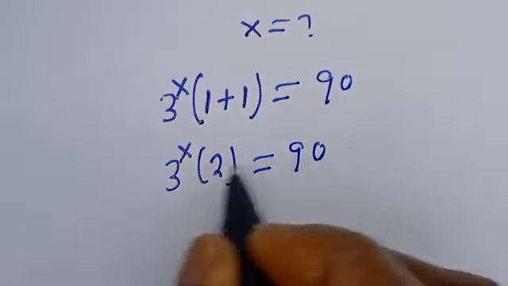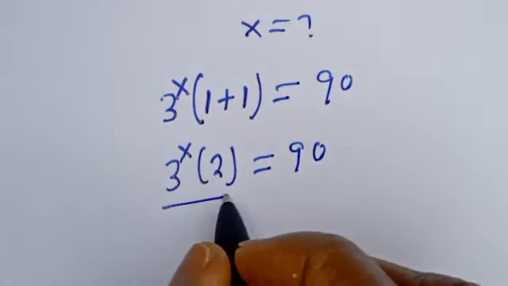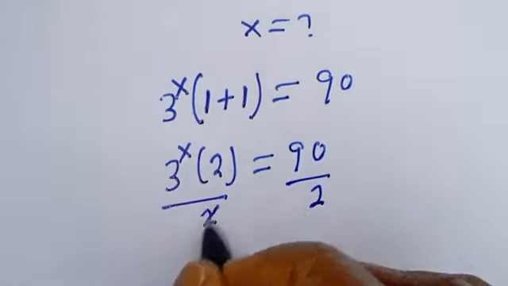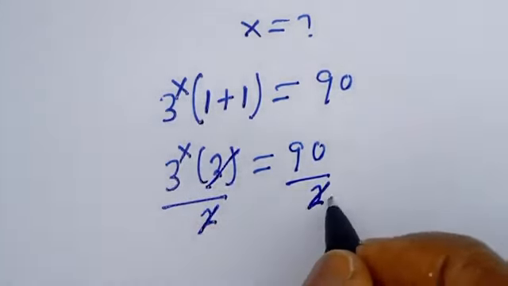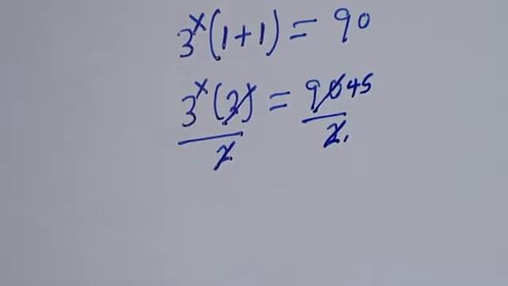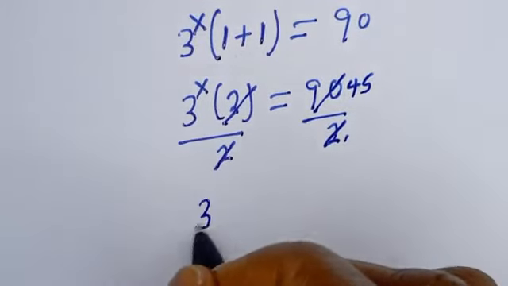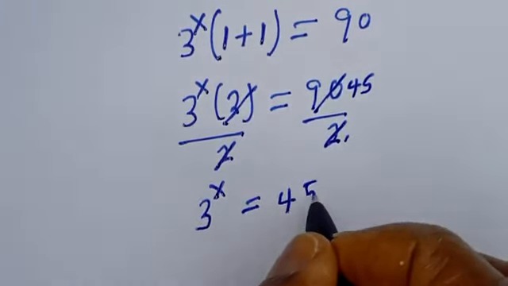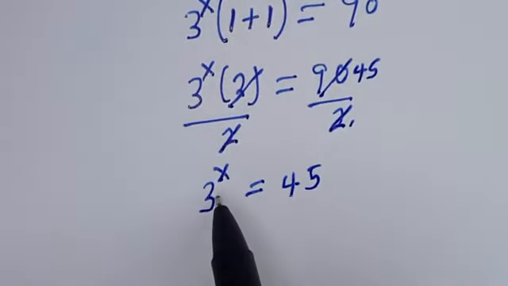Now let's divide both sides by 2. This divided by 2 and this divided by 2. This we cancel this. 2 here 1, 2 here 45. 3 to the power of s is equal to 45. Now we are looking for the value of s.